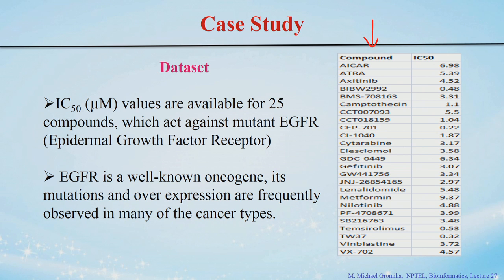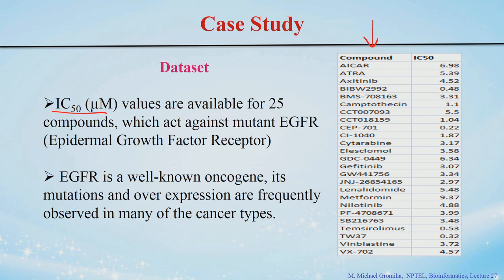Now, I will show some case studies. Here we have different compounds, these 25 compounds, with IC50 values known in micromolar. It is against the epidermal growth factor receptor. This is a well-known oncogene, and its mutations and overexpression are frequently observed in many cancer types. This is very important.